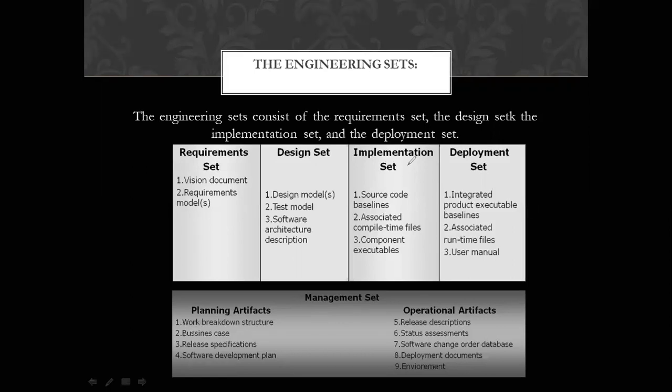Final one that comes up is deployment set. So this deployment set, because we are now at the stage that we are going to deliver the product, we are going to deploy the product. So we have to check the user manual is completed or not, is being documented properly or not. It is showing the installation part, it is showing the utilization, how to operate it. All these things should be mentioned in user manual. Associated runtime files should be there. Executable baselines are made after integration.